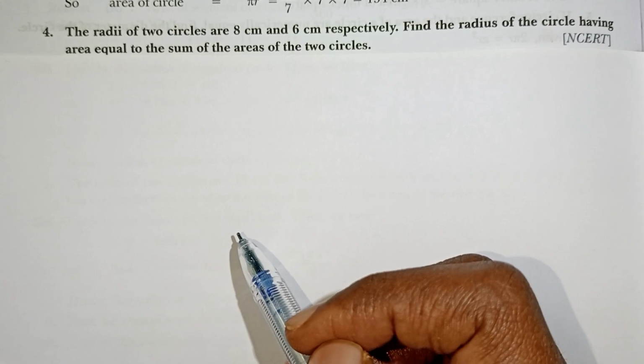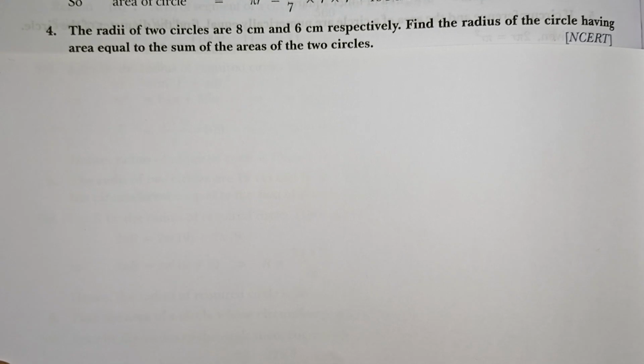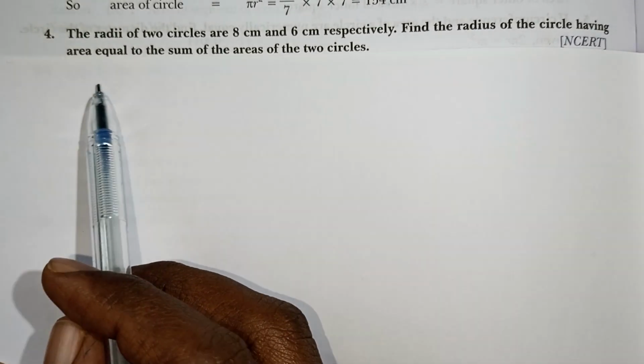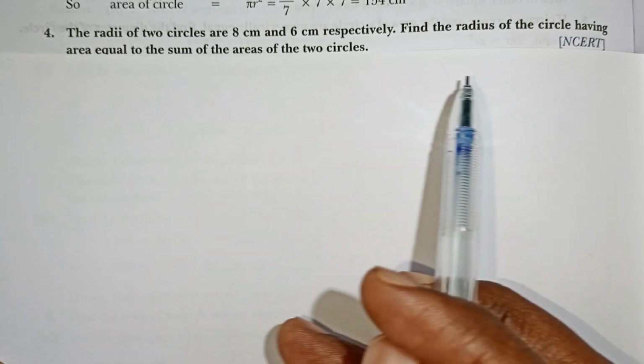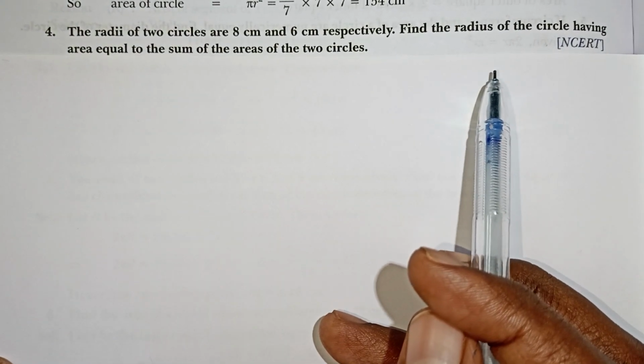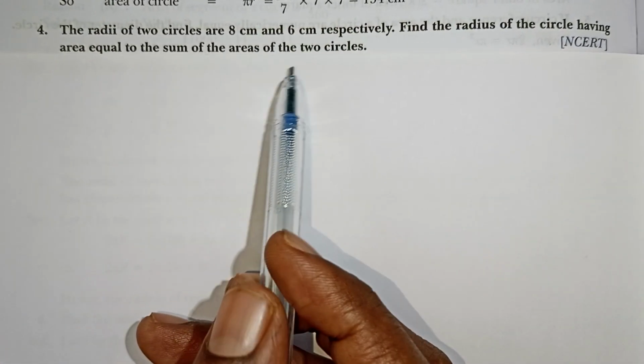Hi students, in this video we are going to learn some important 2 marks questions from areas related to circles. Look at the question. The radii of two circles are 8 centimeter and 6 centimeter respectively. Find the radius of the circle having area equal to the sum of the areas of the two circles.